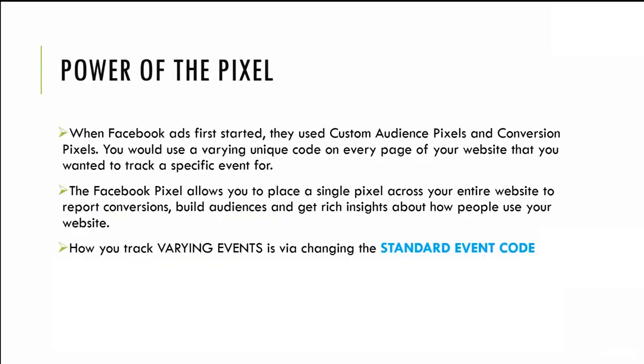When Facebook ads first started, they used custom audience pixels and conversion pixels. You would use the varying unique code on every page of your website that you wanted to track for a specific event. So what the Facebook pixel allows is you to place this single pixel code across your entire website. The code doesn't really change except for that standard event code.